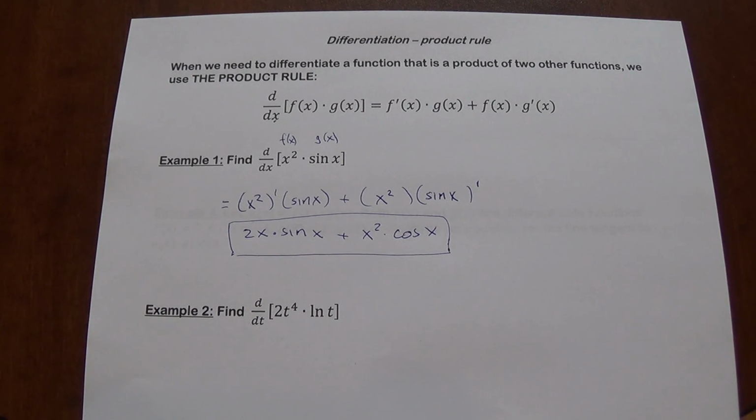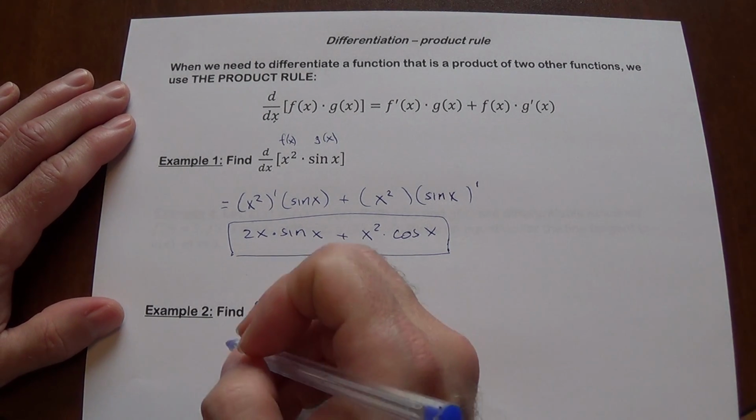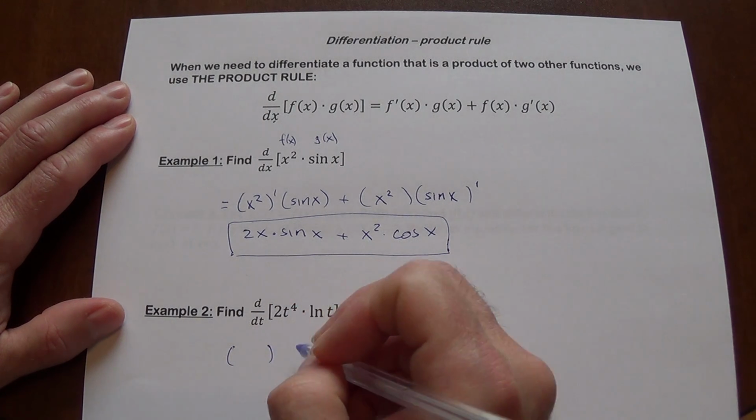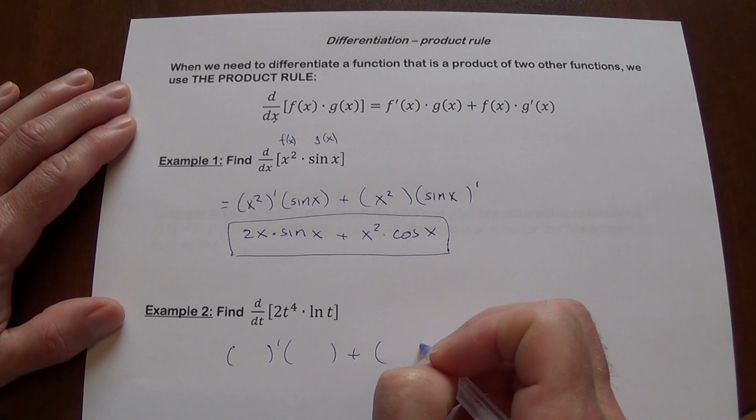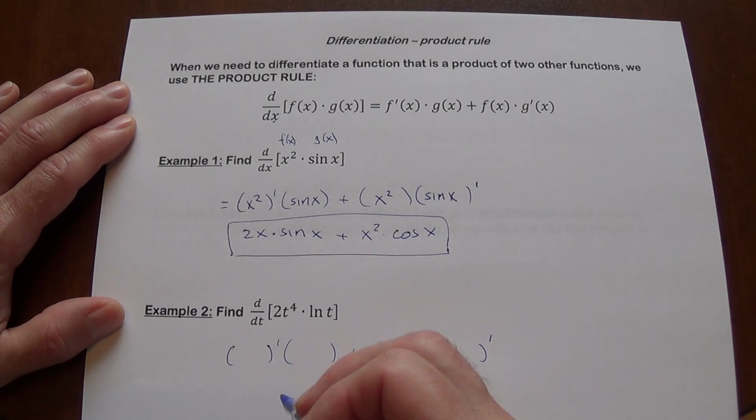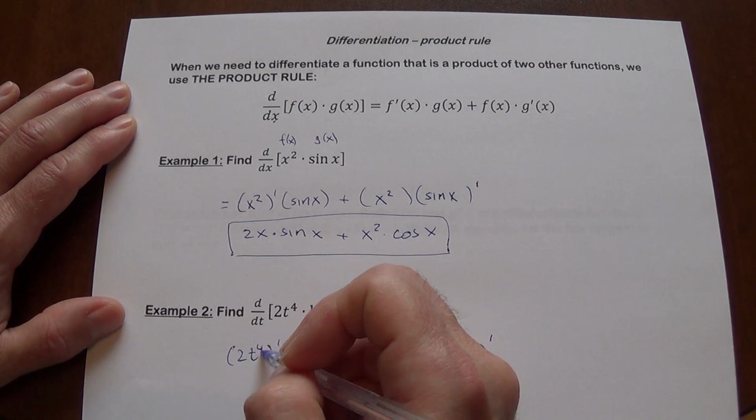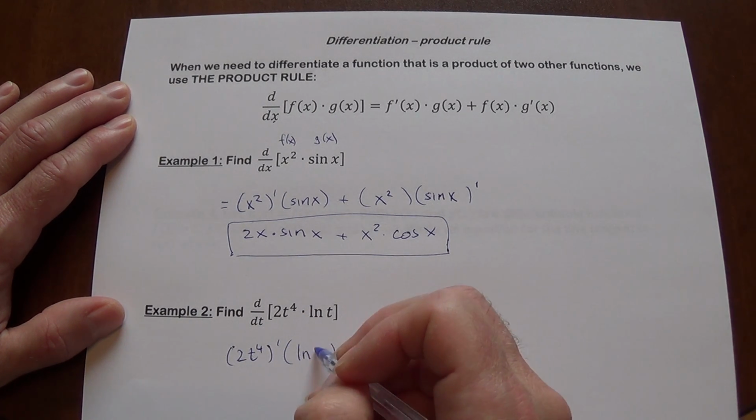Example 2, you have d over dt of 2t to the fourth times ln t. The variable is different, it doesn't change anything. Again, set it up as a template: something prime times something plus something times something prime. The first parentheses will take the same quantity, 2t to the fourth, 2t to the fourth, and then here we're going to have ln t.